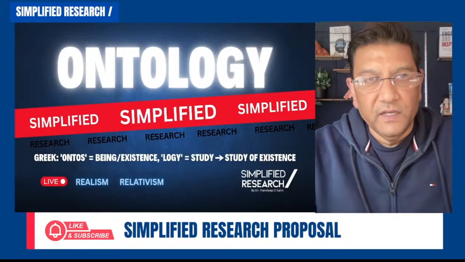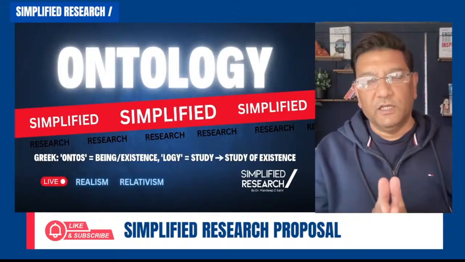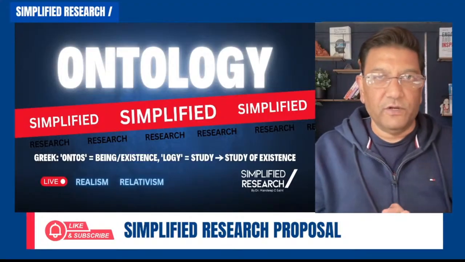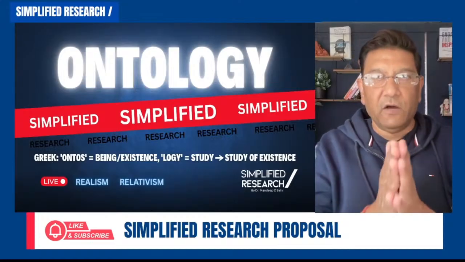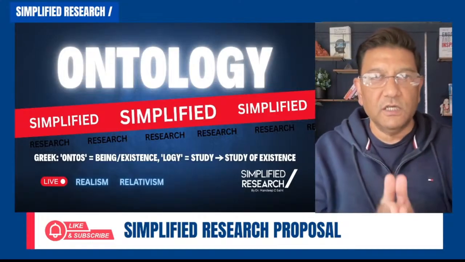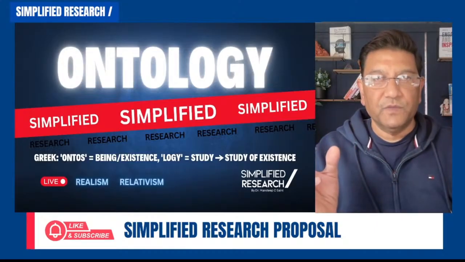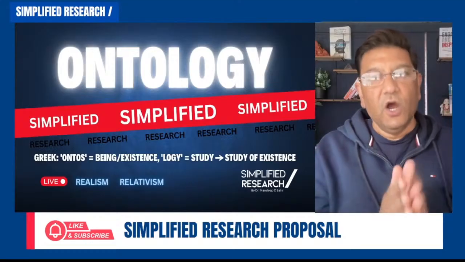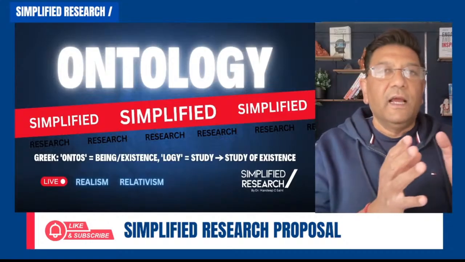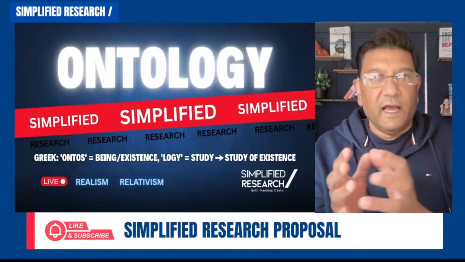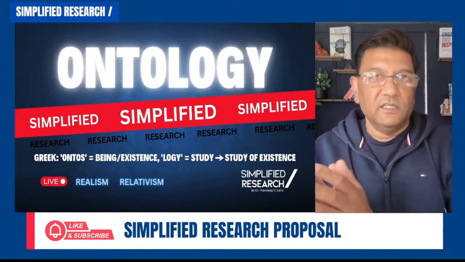Now let's talk about ontology. What is ontology? The first branch of research philosophy is ontology. So what does that mean? If we break down this word, ontology, it is ontos and logy. Ontos means being, existence: does the knowledge exist?